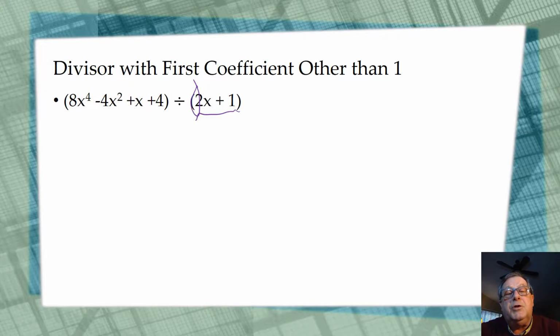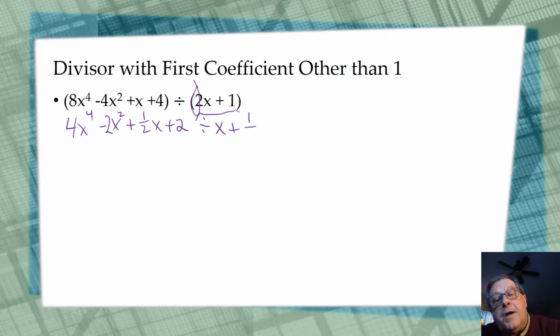All right, so I've got a 2x here in my divisor. So I've got to go through and factor out 2 from every term in this problem, which means that this is going to become 4x to the 4th minus x squared, 2x squared, negative 4 divided by 2 is negative 2, plus 1/2 x plus 2, and that now is divided by x plus 1/2.